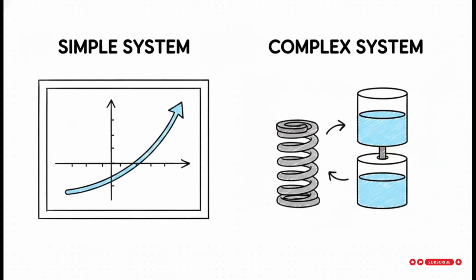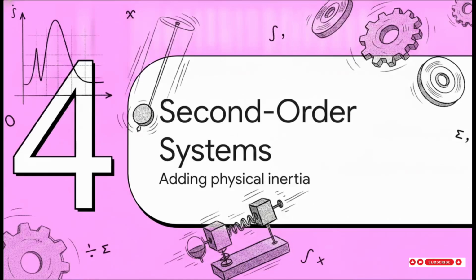First-order systems smoothly rise using basically just that one dynamic parameter for speed, tau. But what on earth happens when a system has physical inertia, like a giant mechanical spring? Or what if you've got multiple capacities stacked up in series, like fluid draining from one tank directly into another? Well, a simple smooth curve just doesn't cover it anymore. And that's exactly why we have Part 4, second-order systems.